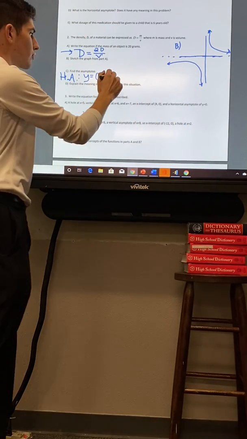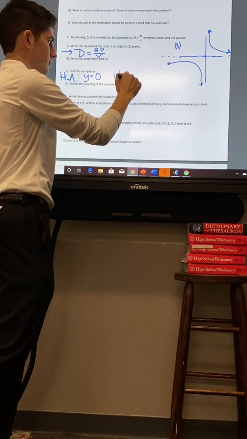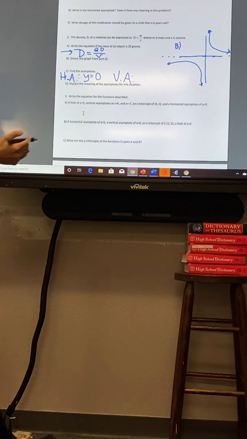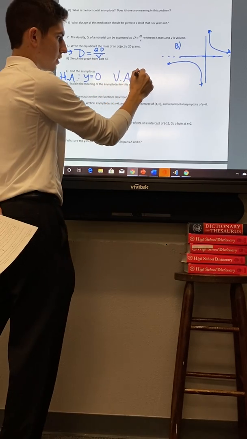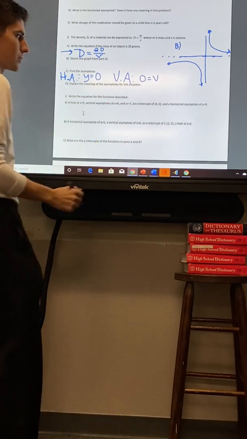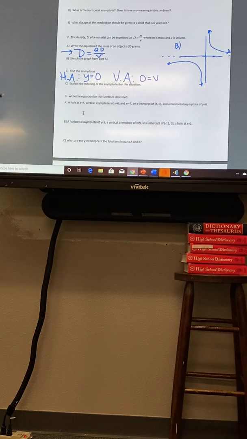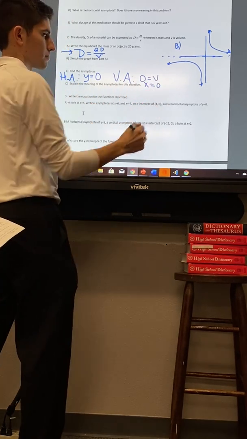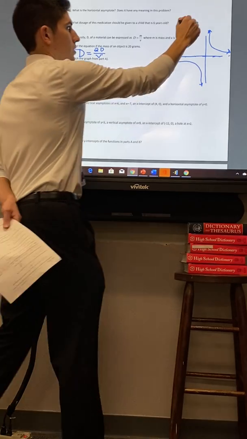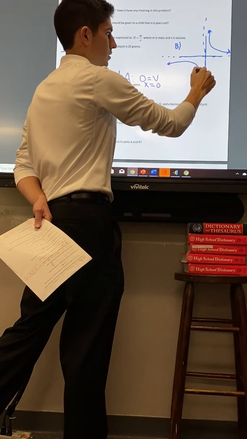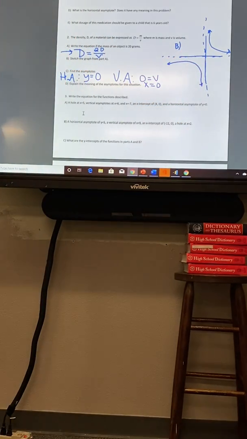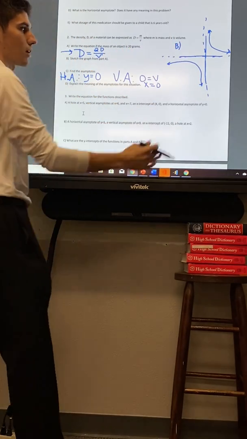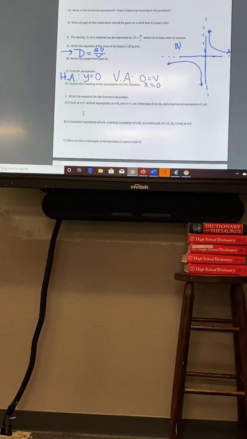Now we look for our vertical asymptote, which is where we set our denominator equal to 0, and we only have a V, so we set V equal to 0. So we have a vertical asymptote where x is equal to 0. So that is what our graph now looks like. We have a horizontal asymptote and a vertical asymptote at x and y equals 0.